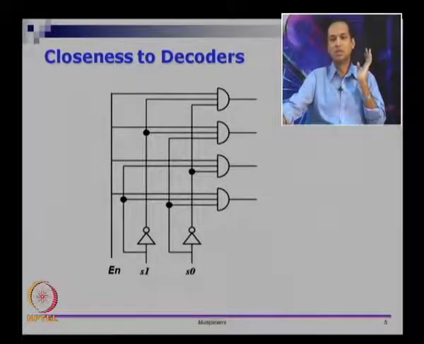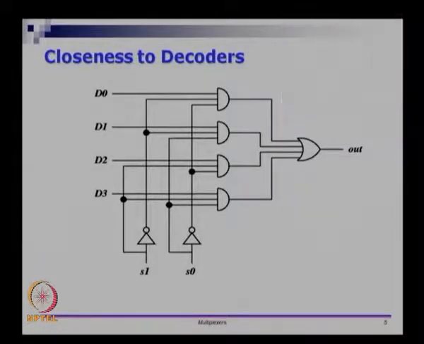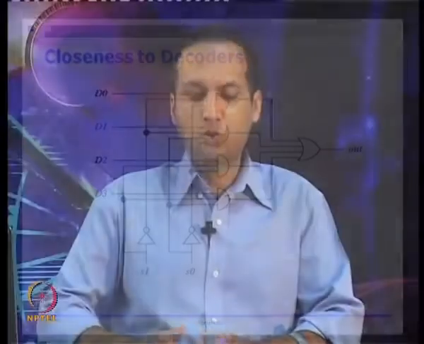So when you remove the OR gate, this is a decoder with 4 separate input lines, and with the OR gate it is a multiplexer. So they are very closely connected. So let us look at how to use muxes, or what the expressions for muxes are. I said that earlier, now I will say that explicitly.